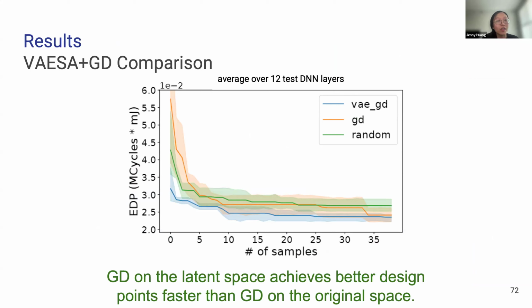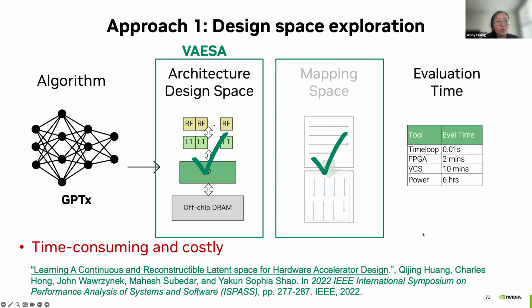And likewise, we're showing that if we're performing gradient descent on the VAE space, it's going to be way more sample efficient than if we're performing the search on the original space. So with that, we demonstrate that we can construct a manageable latent space for architecture design using machine learning and how it can be used to improve the search space efficiency.